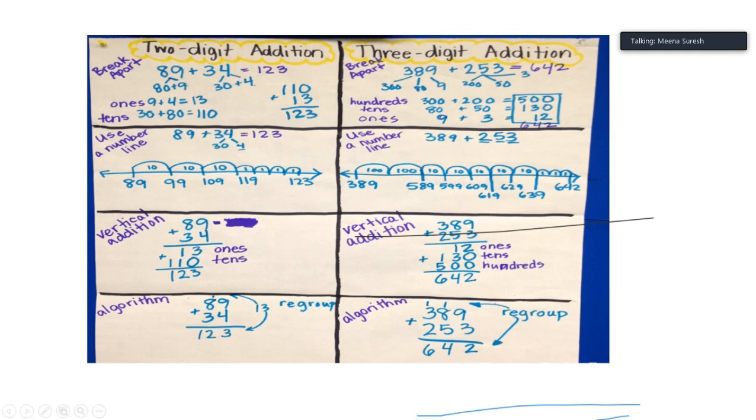He has jumped 89. In the first 2-digit addition, in the topmost thing, both the numbers were split: 80 plus 9 and 30 plus 4. But when you are doing it on a number line, 89 is not split. He is jumping by tens. He is splitting only the 34, 30 and 4. He jumps 30 and then 1, 2, 3, 4.